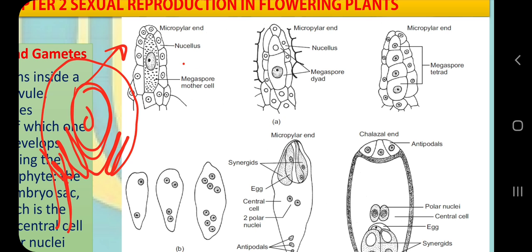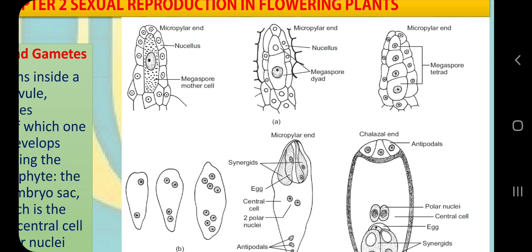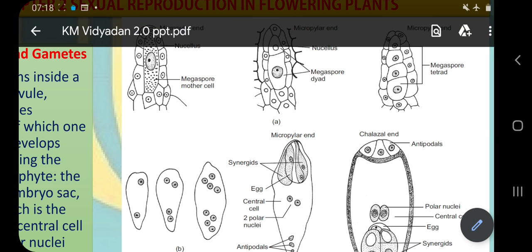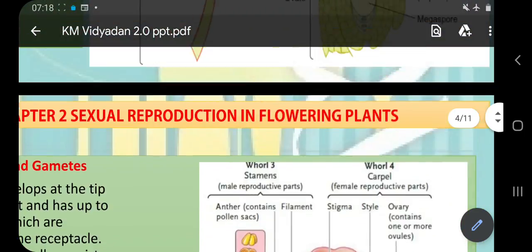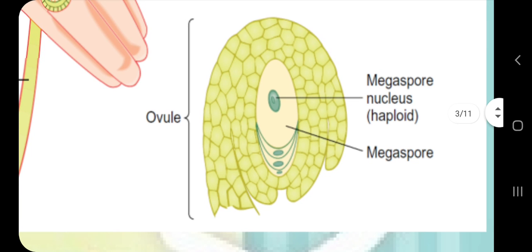This megaspore mother cell will go into meiosis 1, then meiosis 2, and it will give rise to 4 cells. This is a very simple thing. By the process of meiosis, the megaspore mother cell produces 4 haploid cells which are called megaspores. Why is it called a megaspore tetrad? Because there are 4 cells. If you rewind this diagram, this is the megaspore tetrad, cells number 1, 2, 3 and 4.